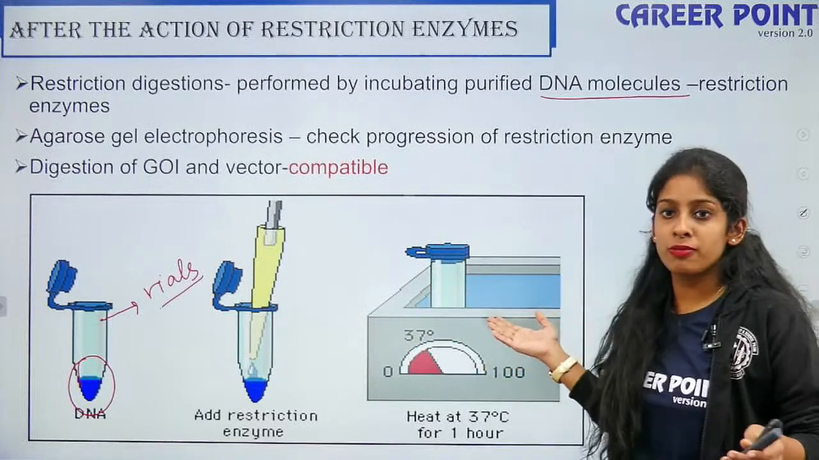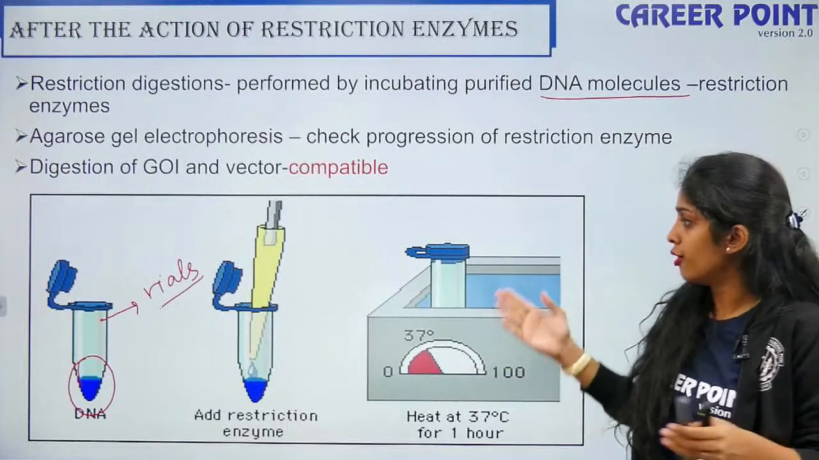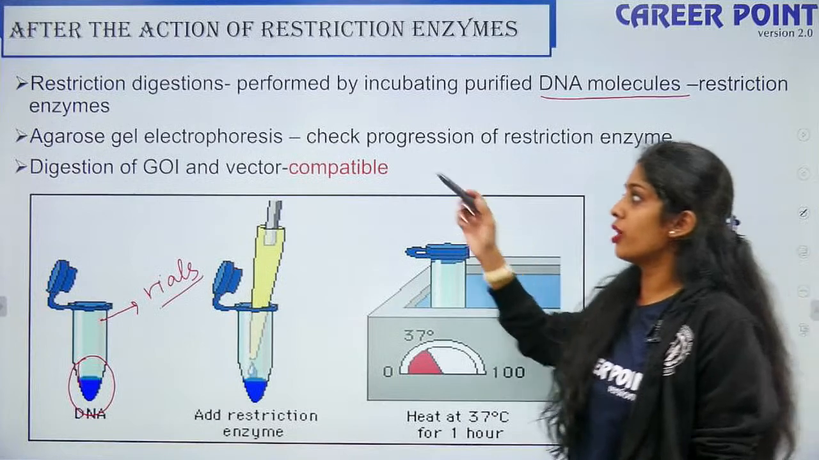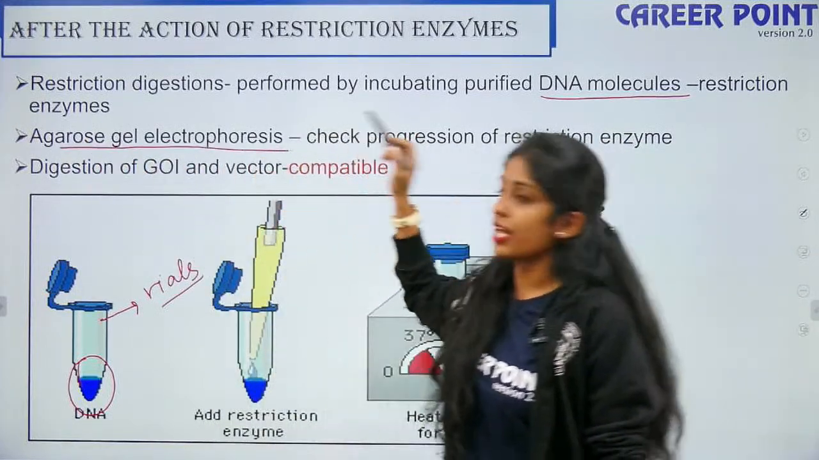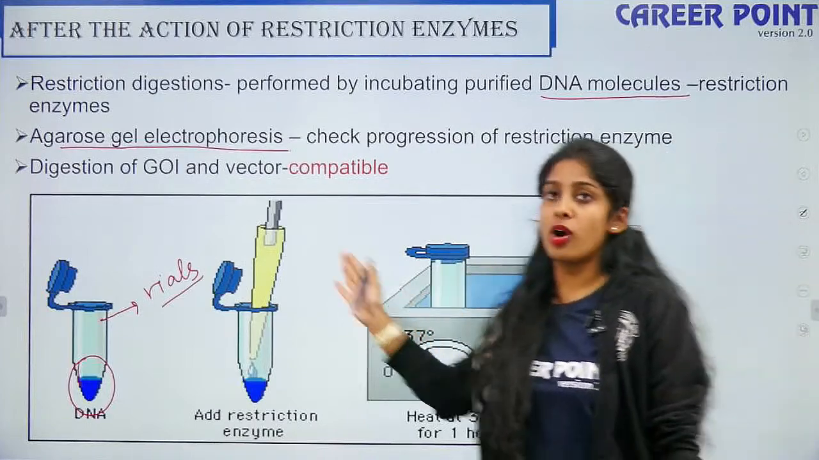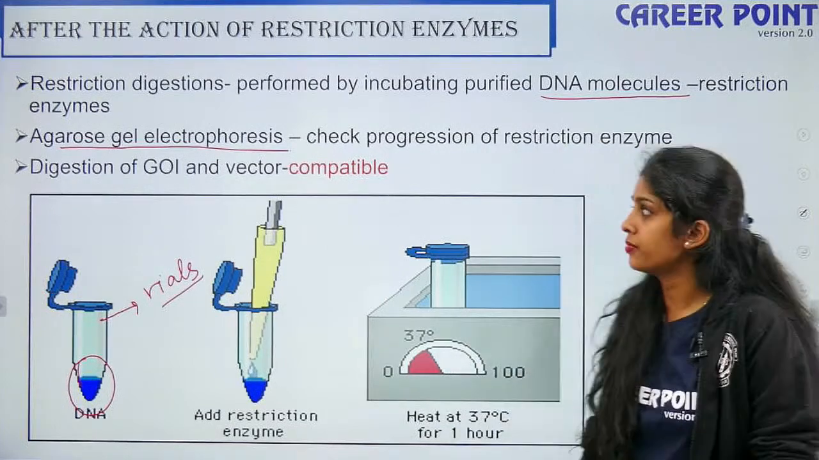It is all not visible to your naked eye. Whether your restriction enzyme has chopped off your DNA or not, you do not know. So how do you confirm it? That is why you run what is called agarose gel electrophoresis to confirm if your restriction enzyme has actually worked on your DNA or not. Alright, so that is how you confirm.